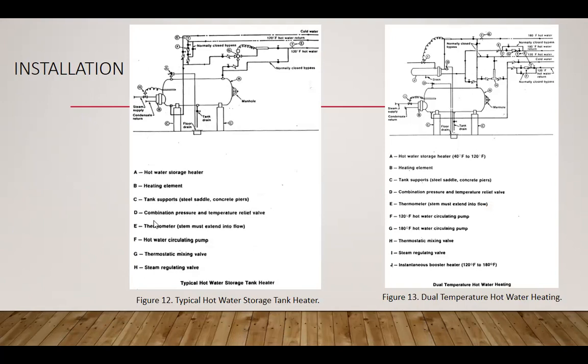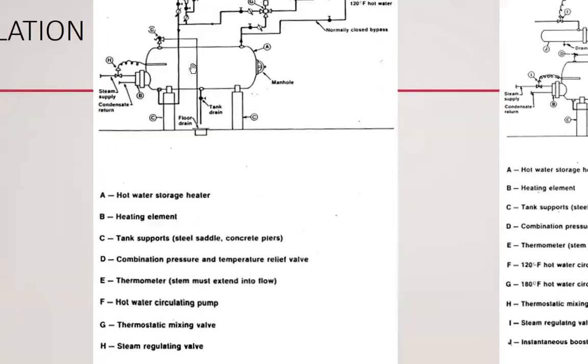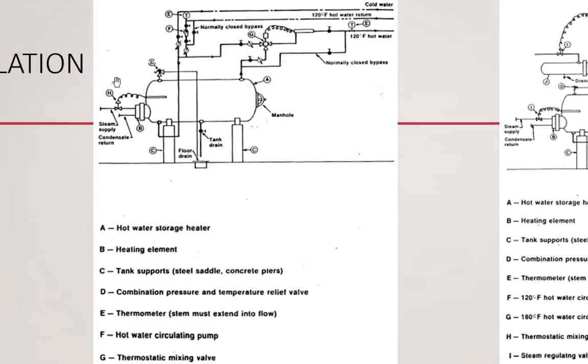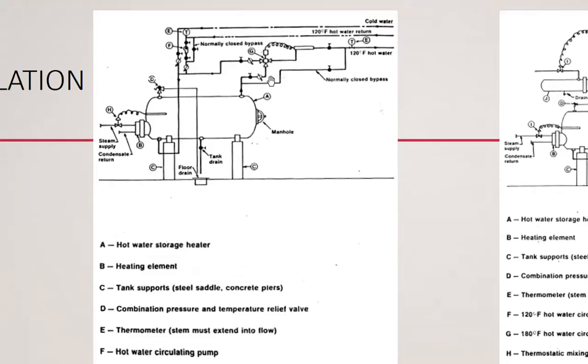Tapos, tank support, combination pressure temperature relief valve, hot water circulating pump, G, thermostatic mixing valve, S, steam regulating valve. Ito. So, regulate mo kasi yung pressure na dyan. So, yung B, relief na. E, mixing valve. Isa lang ang temperature mo dito. Yan. 120 degrees Fahrenheit. Thermometer.